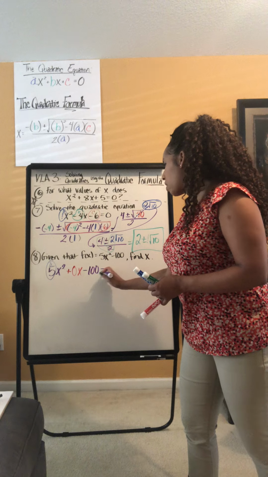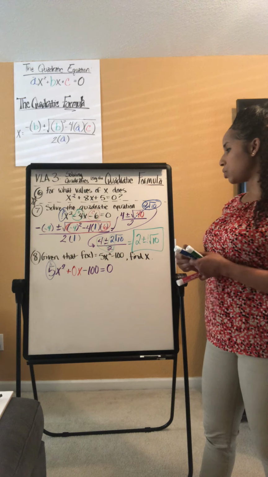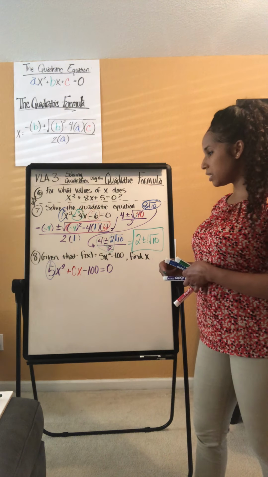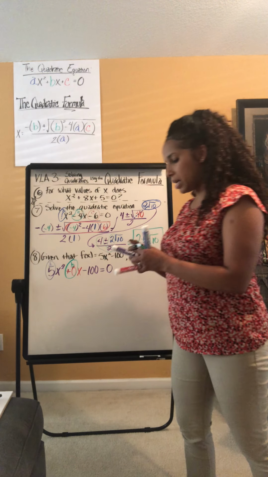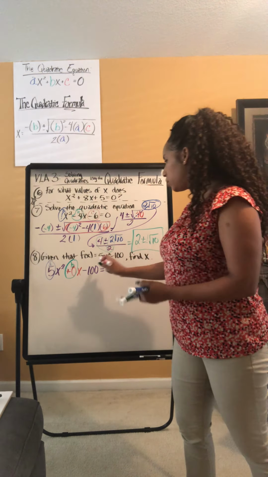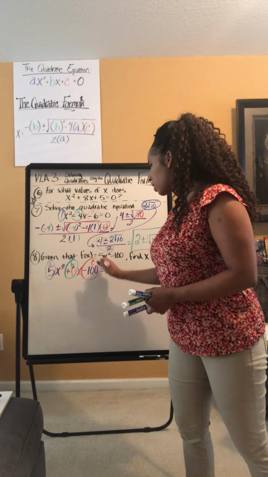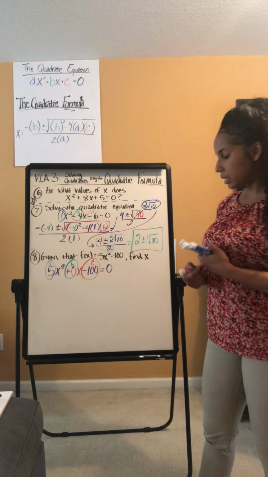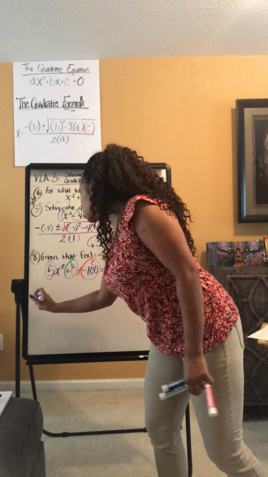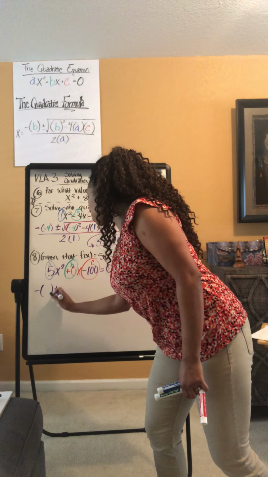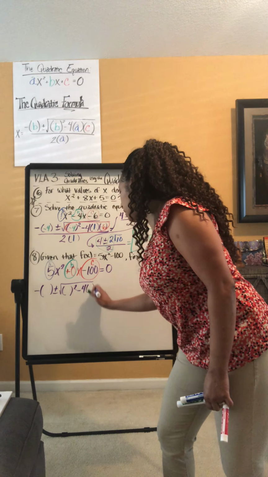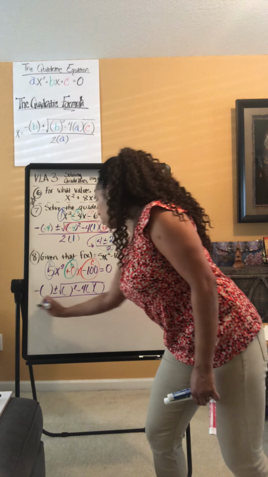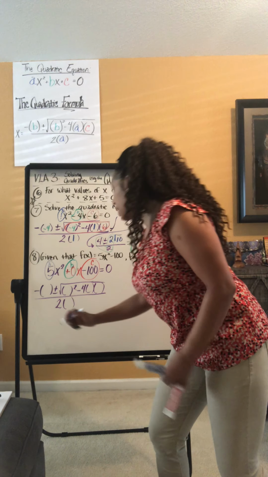Oh, I wrote that in the wrong color. We're going to make it all equal to 0. So my a is 5, my b would be the 0, and my c would be the negative 100. And I will put that into the quadratic formula, because that's what this section is about. So negative b plus or minus the square root of b squared minus 4ac all over 2a.